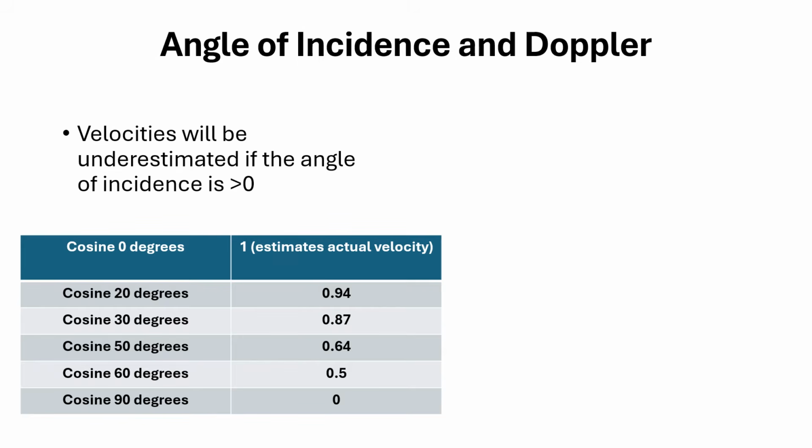Let's talk about angle of incidence and Doppler accuracy. Velocities will be underestimated if the angle of incidence is more than 0. For example, if your theta is 20 degrees, you'll underestimate the velocities by 6%. And if, for example, your theta is 60 degrees, you'll underestimate velocities by approximately 50%. If your theta is 90 degrees, you will not detect any flow or any velocities, not because they are not there, but because the Doppler alignment is not optimal for you to detect any.